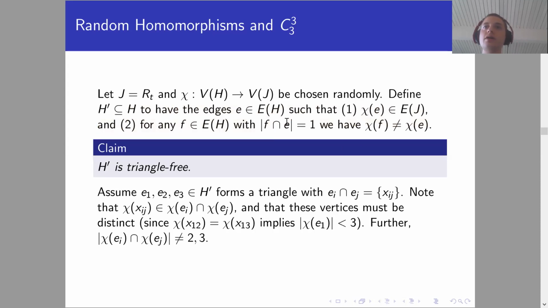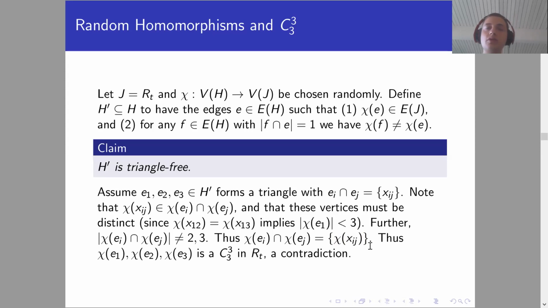Every pair of these edges intersect in exactly one place because they're a loose triangle in H. And therefore, if they survive, they can't map to the same edge. So these 3 things are all distinct. So in particular, we've concluded that there's this vertex in its intersection, and that it doesn't intersect in 2 or 3 places. In other words, the intersection must be exactly this vertex wherever chi of xi is. And these 3 vertices are all distinct.